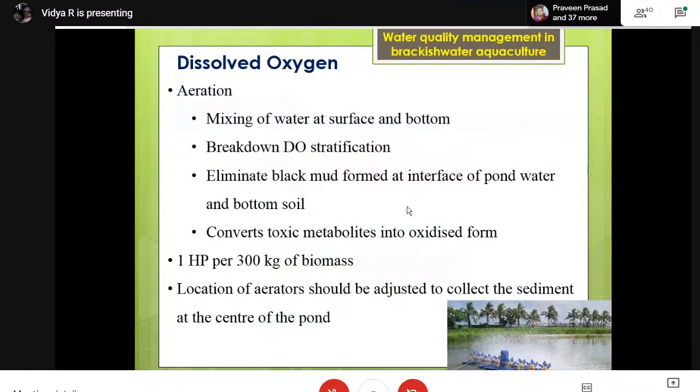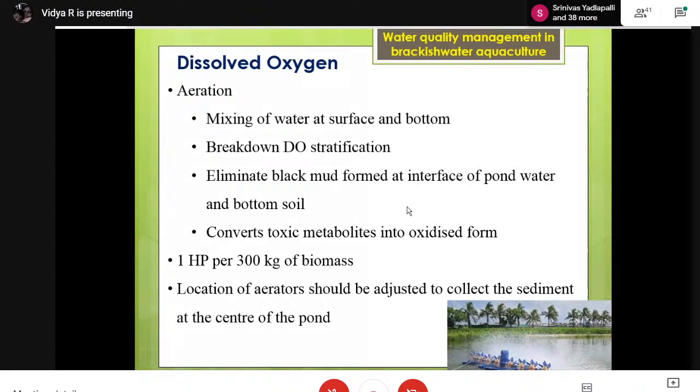So how does aeration help for dissolved oxygen? Aeration helps by mixing the water at the surface and the bottom. Imagine a stagnant water body where we are providing aerators. This will mix up the surface and the bottom waters so that the dissolved oxygen can be sent to every part of the pond. The aerators are also placed so that there is continuous movement in the pond, and the water is mixed up so that the dissolved oxygen is maintained throughout the system.